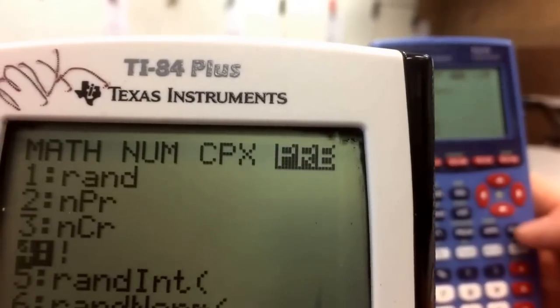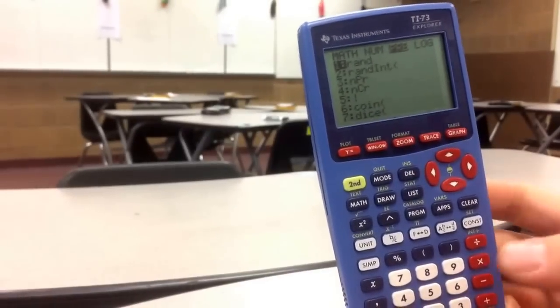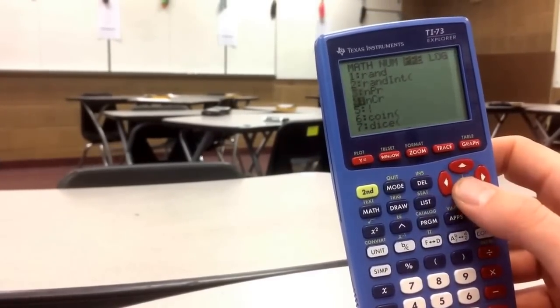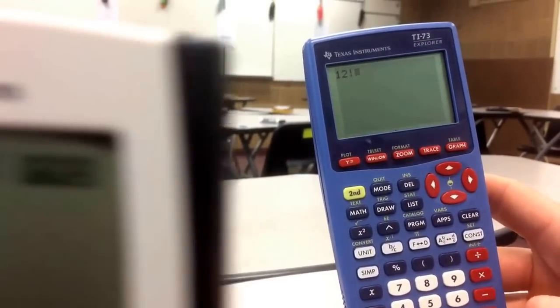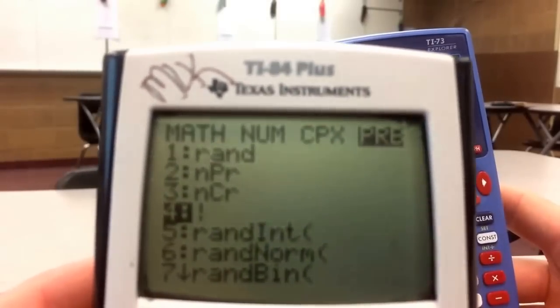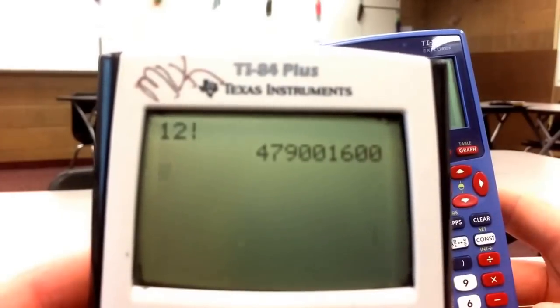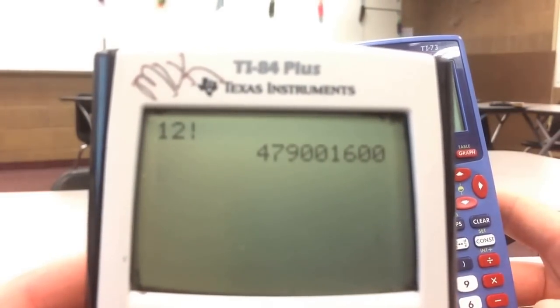Is that the same on the other calculator, Mr. Matthews? Yep. So on this calculator, the math button is right here, and we'll scroll over to PRB. Under PRB, once again, there's that exclamation point. And we're just going to hit enter. And now you have 12 exclamation point, and your calculator will do that math for you.